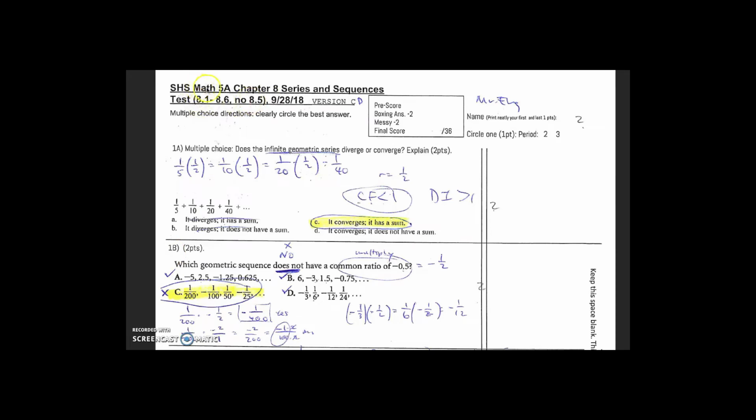Hey, this is Mr. Ring going over the Math 5, Chapter 8 Series and Sequences test taken on September 28, 2018. This is version C and D.